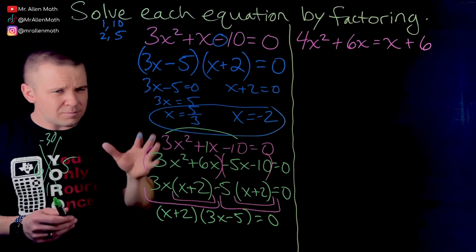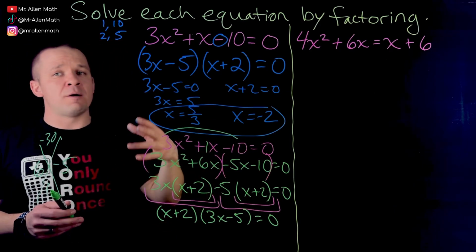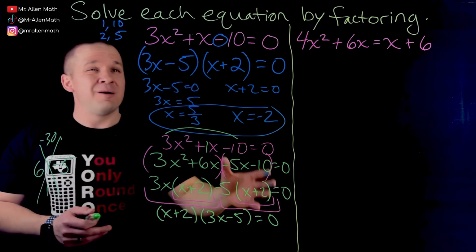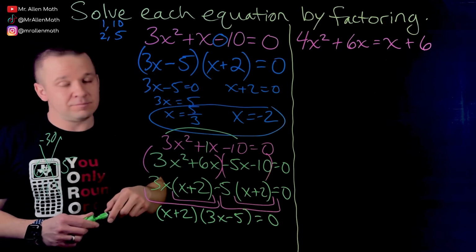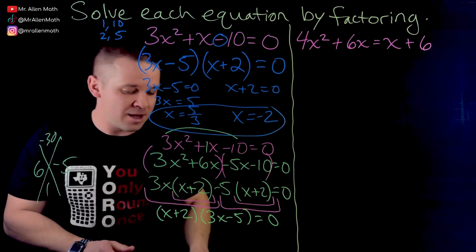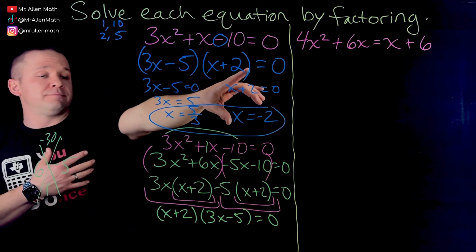My hands are all blue. I favor this method when the numbers are larger and it's harder to work with. But if I've got a prime lead coefficient, that's prime guess and check work, all right? All right, on to this one.